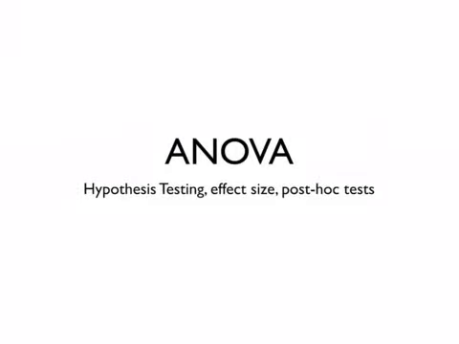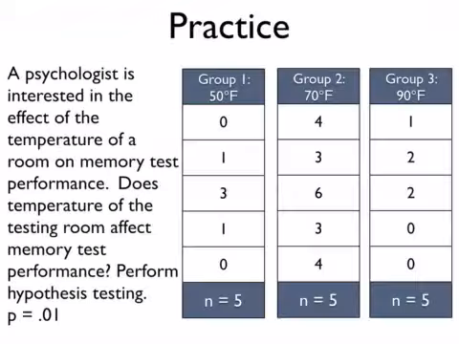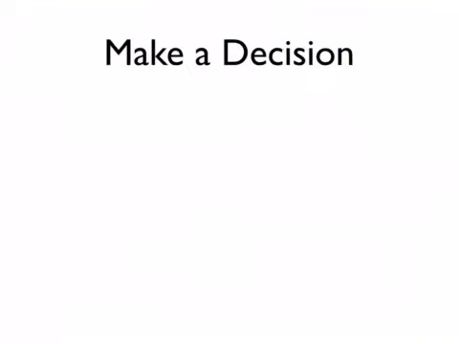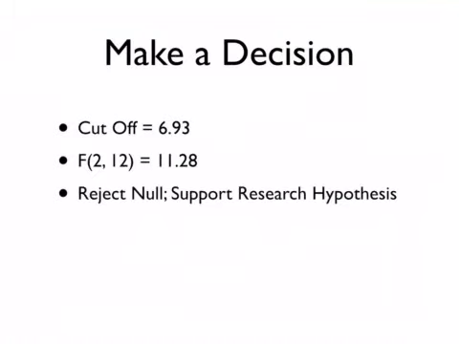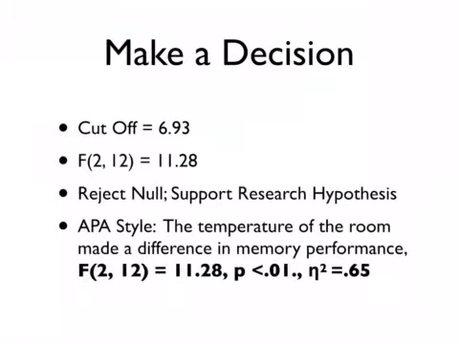Kristen Atchison here, and we are going to finish up our problem on the room temperature affecting memory performance. We've previously hand calculated our F ratio using this data and determined our cutoff. We're able to reject the null and support the hypothesis, and say that the temperature of the room made a difference in memory performance. We have our APA style F statement here.